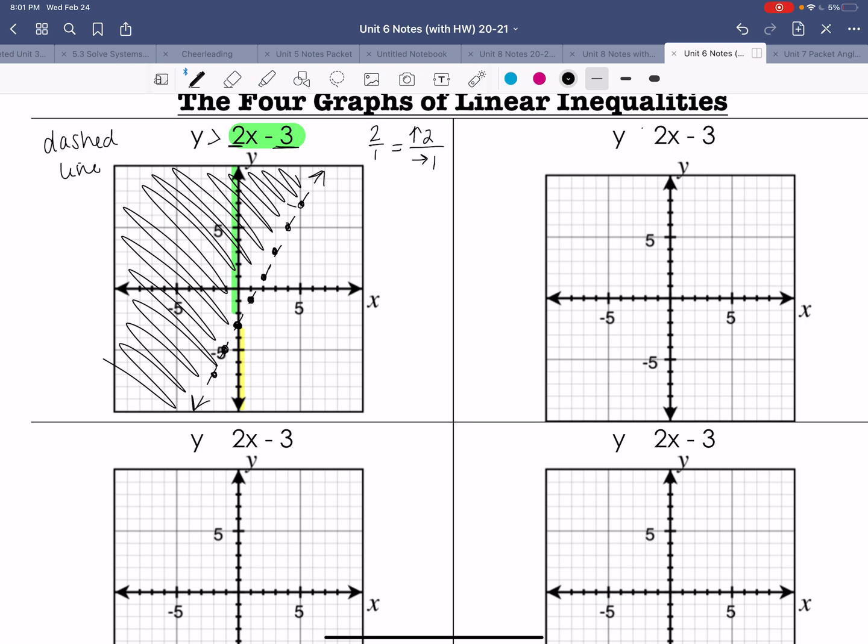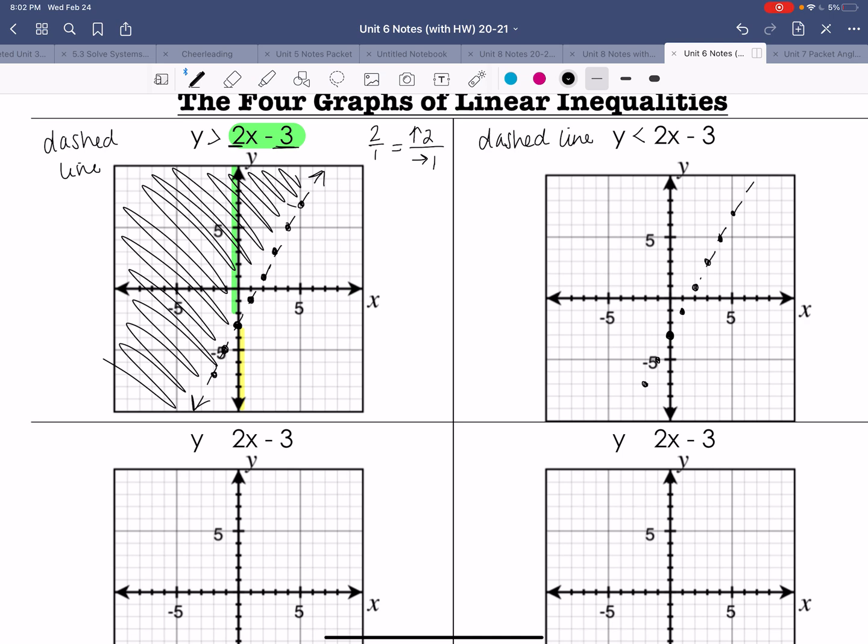The next one we're going to do less than. So graphing that line is going to be the exact same. I'm going to start at negative 3 and go up 2 over 1, up 2 over 1, and so on. Okay, just getting all those points on my graph. Now I have less than. And again, I don't have that or equal to line, so that means this will also be a dashed line.